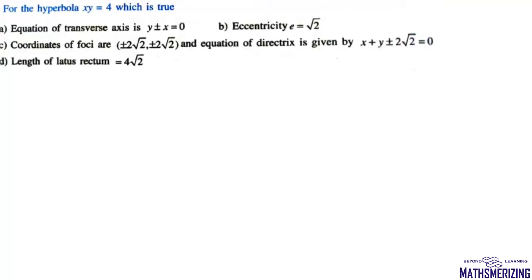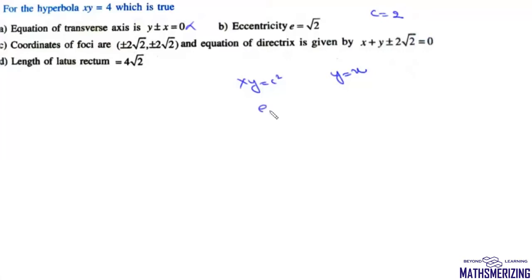Now here the question is for the hyperbola xy equals 4. So in this case value of c is 2. Which of the following is true? Now equation of transverse axis is y plus minus x equals 0. Now we know that for this hyperbola xy equals c square, equation of transverse axis is y equals x and not y equals plus or minus x. So that means this result A is not true.